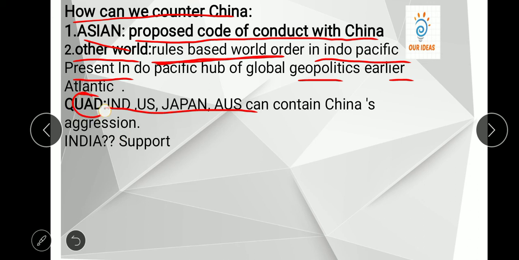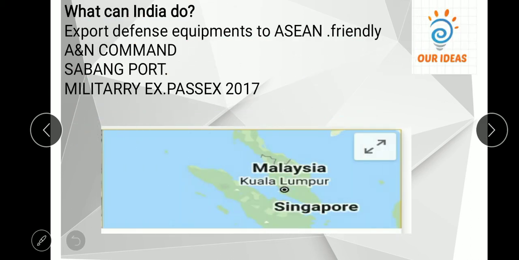And along with it, what are India, US, Japan and Australia doing? They established an informal group known as the Quad in order to contain China's aggression in the region, but India is not supporting it in the military aspect. So India should support it in the military aspect in order to contain China's aggression in the region. What can India do? Let's see.